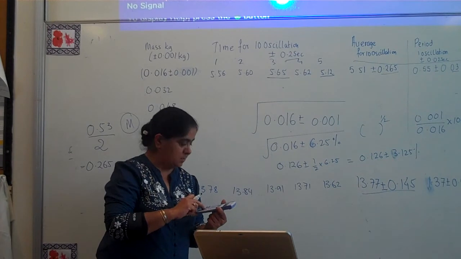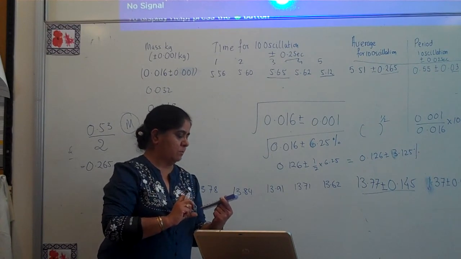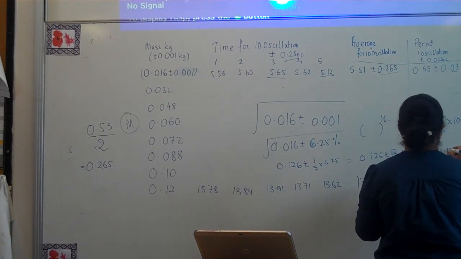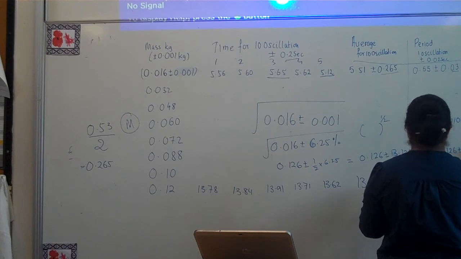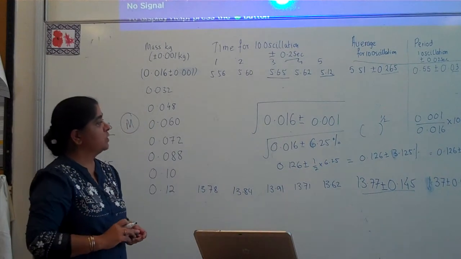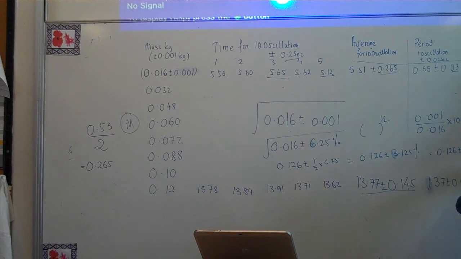So what do I do? Times that by 0.126, divided by 100. And what do I get? 0.126 plus and minus 0.0039, I think. Likewise, you will do for all of them and write those values here. Now I'm going to round them. So plus and minus 0.004, because I don't want more than one significant figure. I'm rounding this one.